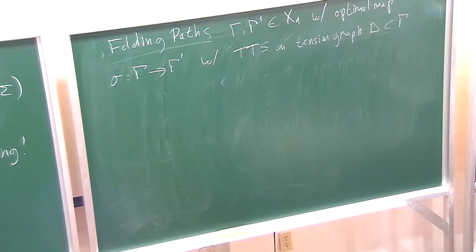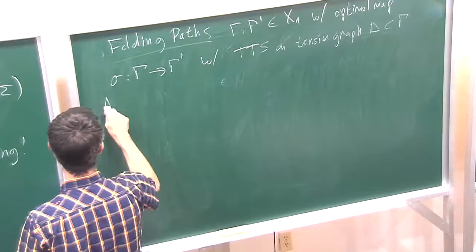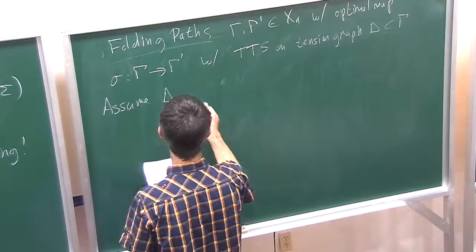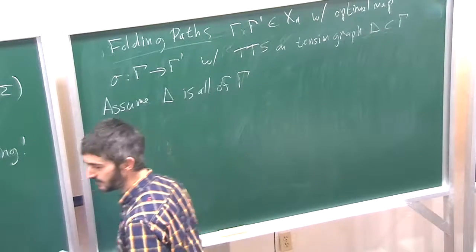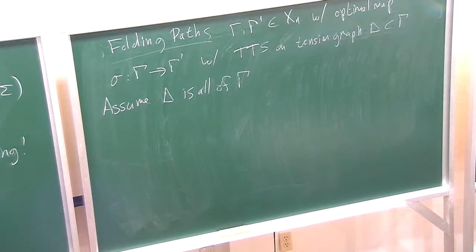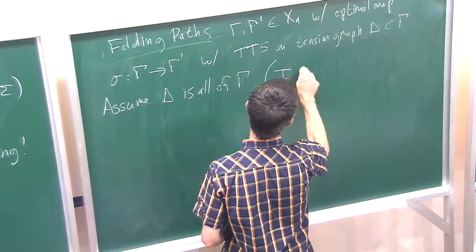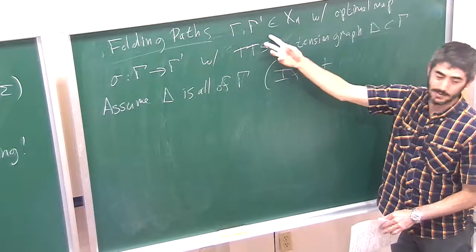Okay, this was the output of some of our discussion earlier in the week. Let me assume that the tension graph is all of gamma. That's the situation where I want to do this kind of folding construction. And if not, I can fix it. So what I'm trying to do is build a path from gamma to gamma prime.